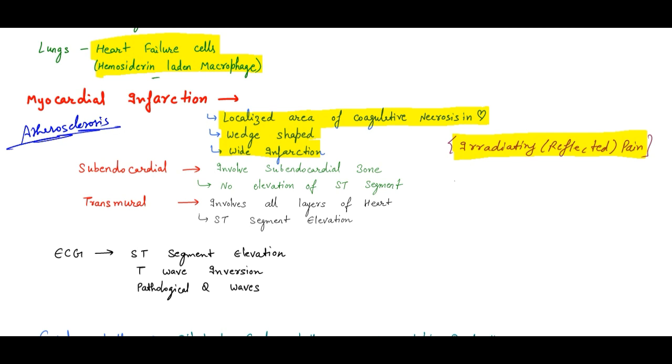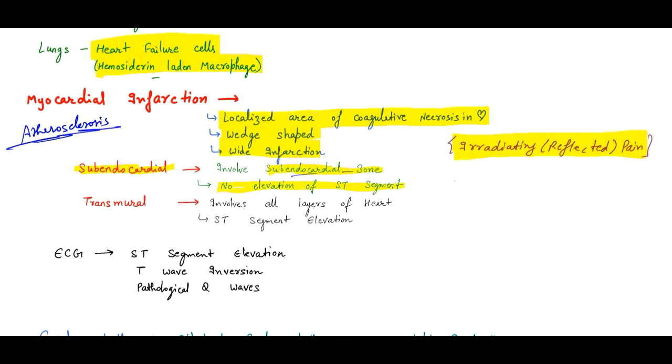It can be subendocardial, or it can be transmural. Sub means below, so it involves the subendocardial zone. The endocardium will not be affected; below the endocardium all the layers will be affected. That is subendocardial. Subendocardial involves the subendocardial zone, and there is no elevation of the ST segment.